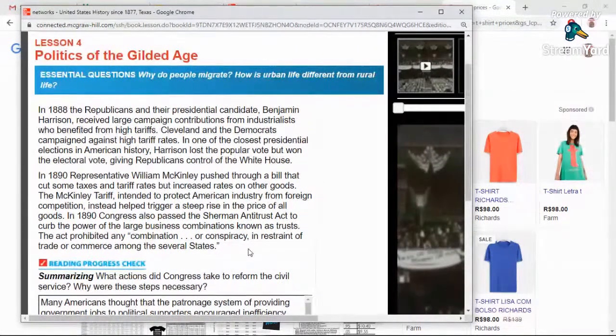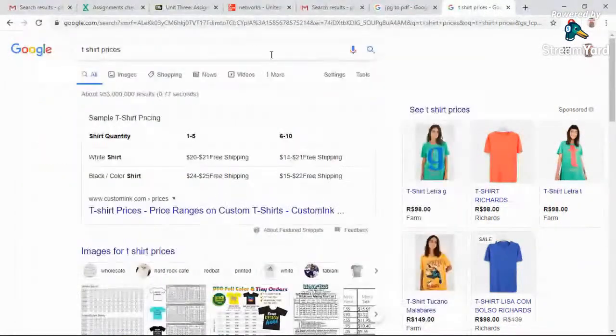In 1890, Representative McKinley pushed through a bill that cut some taxes and tariff rates, but increased rates on other goods. His idea is to protect American industry from foreign competition. This is called protectionism.